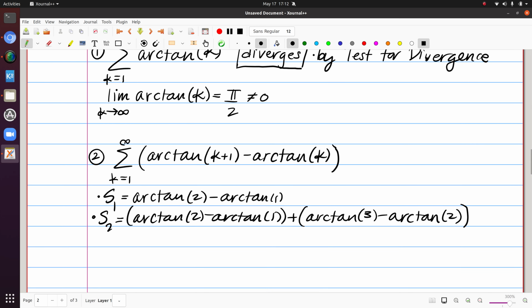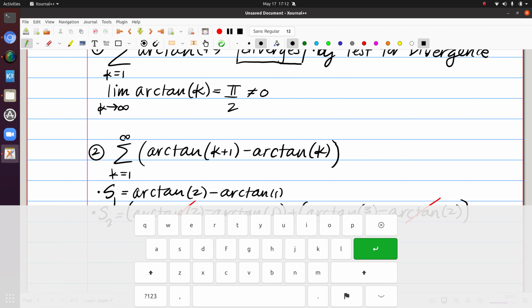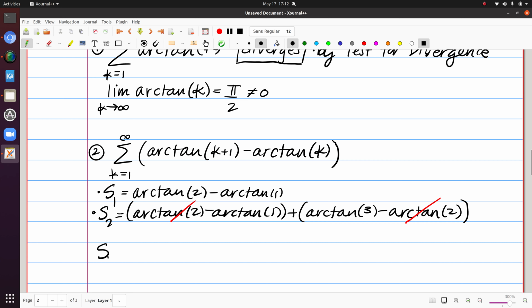And this is going to continue, but I can already see the cancellation starting. The next one would cancel the arctangents of 3. And so I can see that my nth partial sum can be expressed as follows. So first of all, I know that the negative arctangent of 1 is never going to cancel.